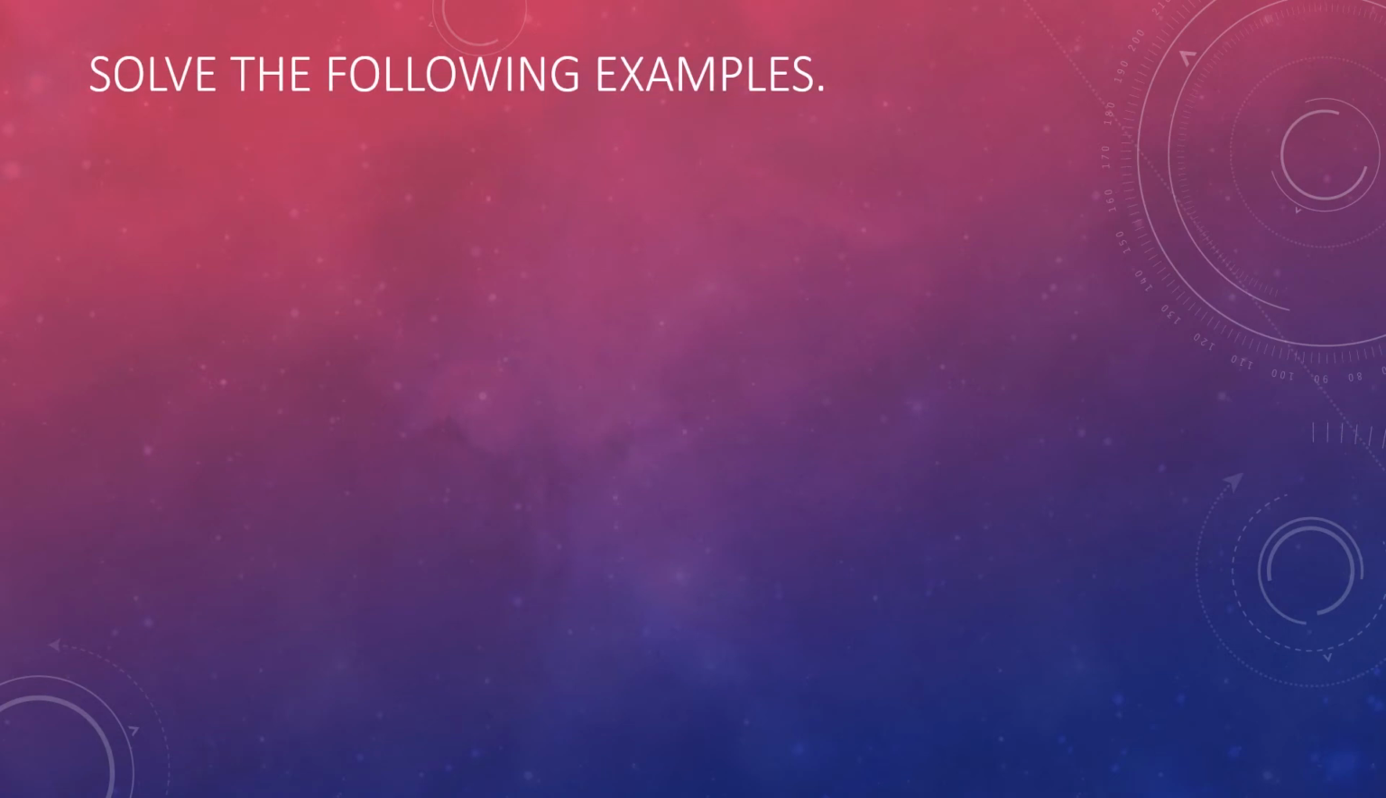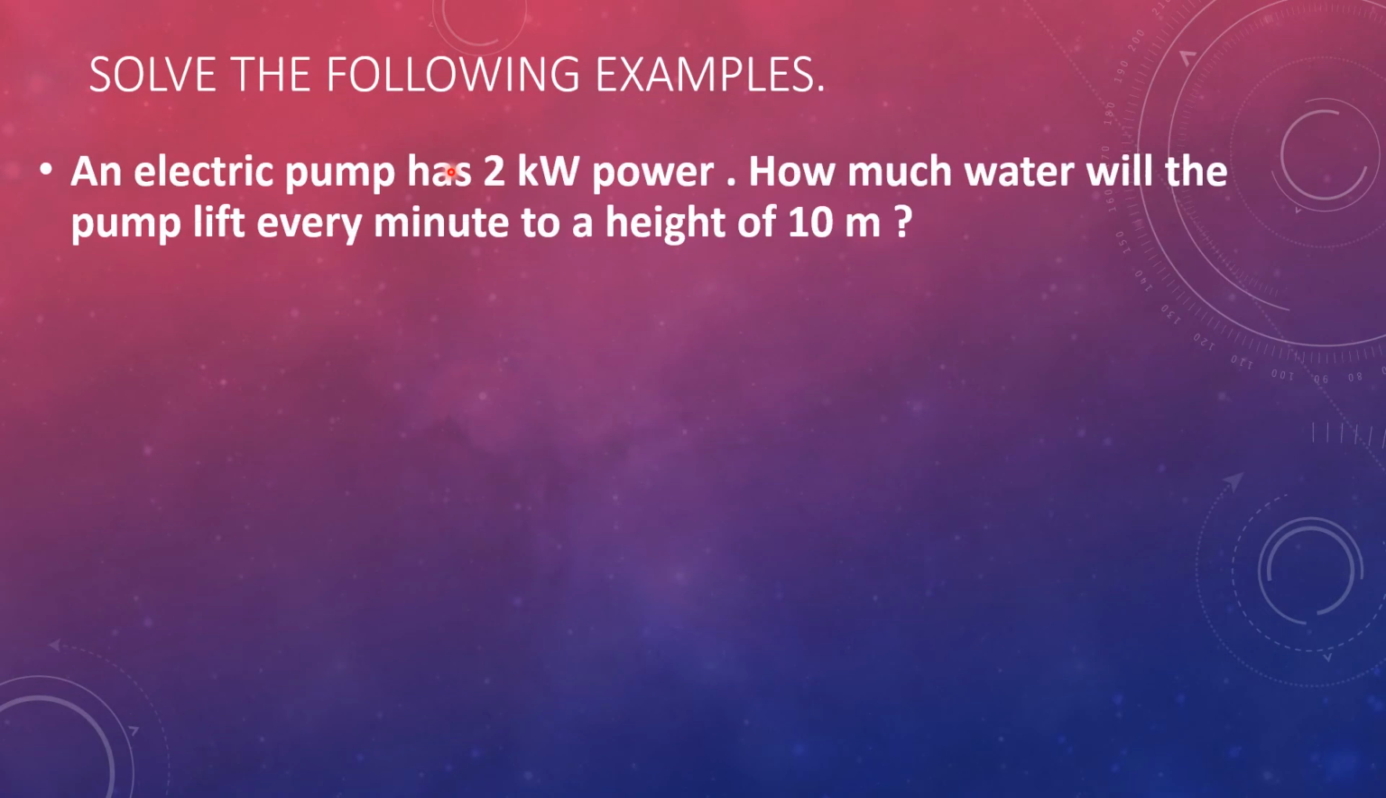Now some numericals. Example number 1. An electric pump has 2 kilowatt power. How much water will the pump lift every minute to a height of 10 meter? Now see what is the example. There is the electric pump whose power is 2 kilowatt, and it is asked how much water the pump will lift every minute to a height of 10 meter.